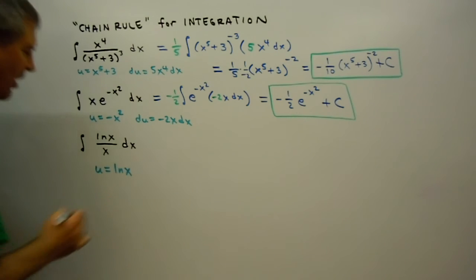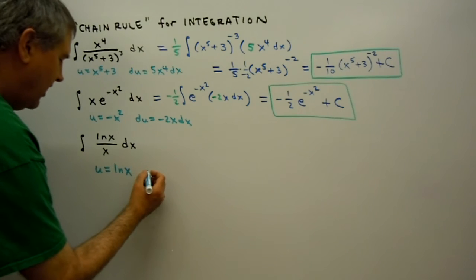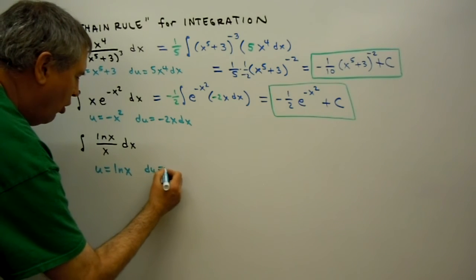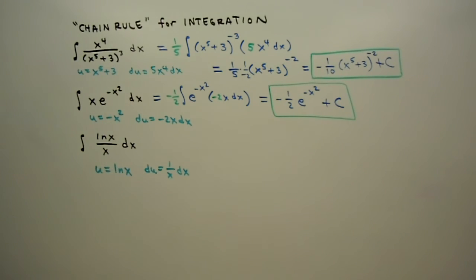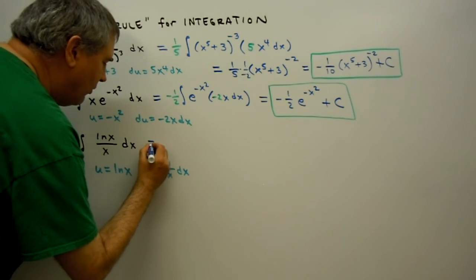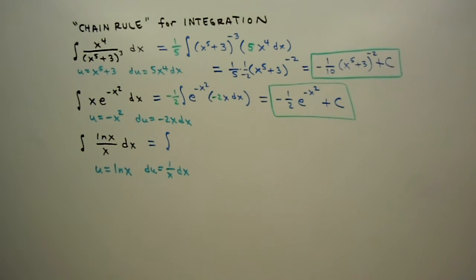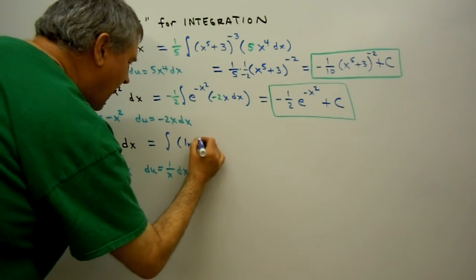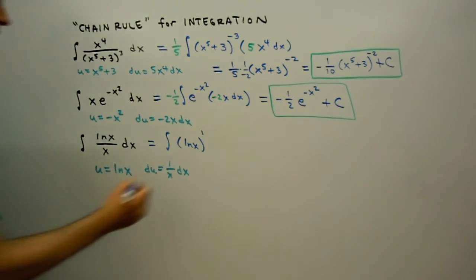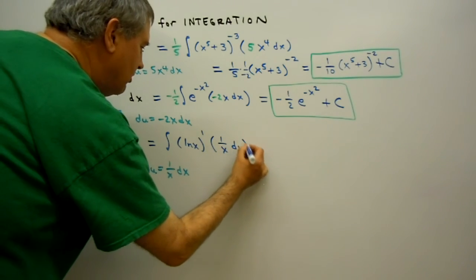What is the derivative of the natural log of x? The derivative of the natural log of x is actually 1 over x dx. Do we have 1 over x right there? Yes, we do. Let me just rewrite it in a different way so we can see how we have the proper u and the proper du right there. Think of that as the natural log of x to the first power times its derivative, 1 over x dx.